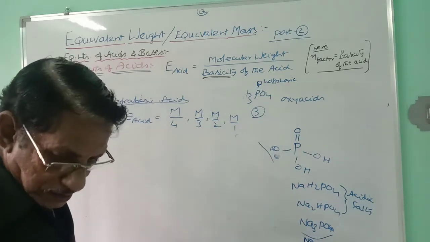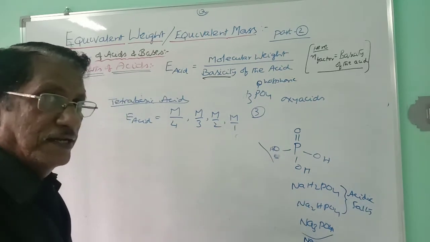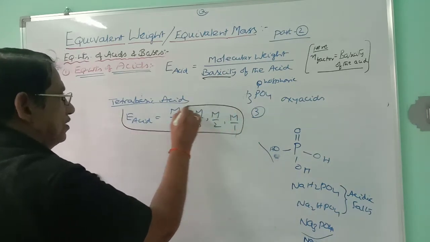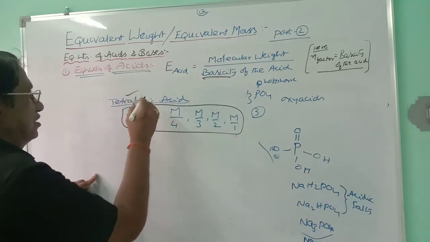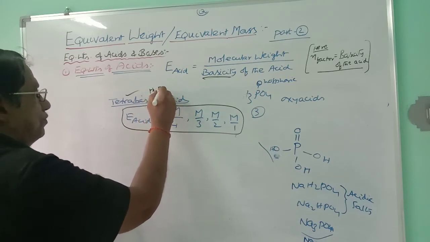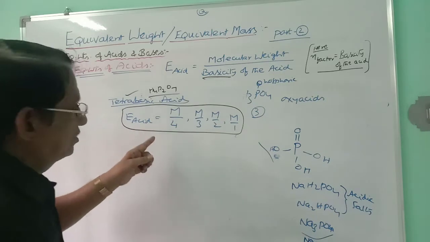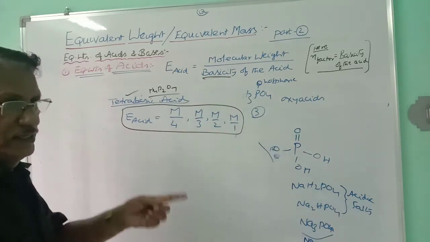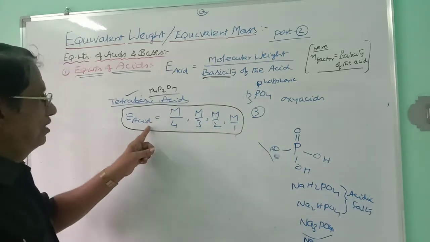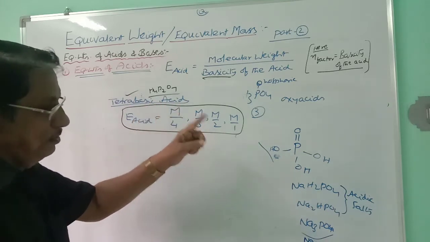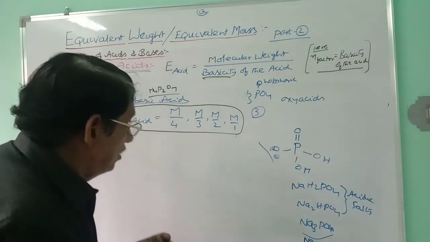When you take a tetrabasic acid, like H4P2O7, pyrophosphoric acid, the equivalent of the acid may vary depending upon the mode of the reaction, the mode of neutralization. Here we will have equivalent weight in the form of M by 4, M by 3, M by 2, M by 1.